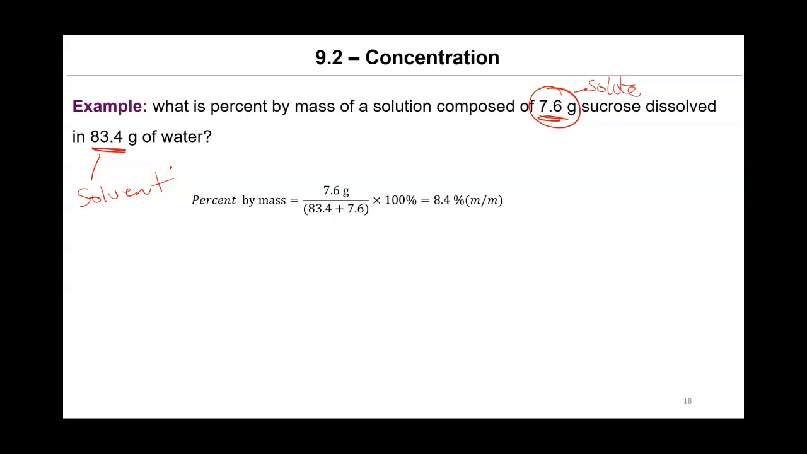So to calculate the percent by mass, we take the mass of the solute and divide it by the mass of the solution. And you can see a little bit more work here because we have to add together the masses of the solute and the solvent. Make sure you put this in parentheses when you put it into your calculator. We do that, times it by 100, and when we give our answer, remember to add the mass on mass indicator after the percent sign, so people know that this was a percentage calculated using masses and not volumes.